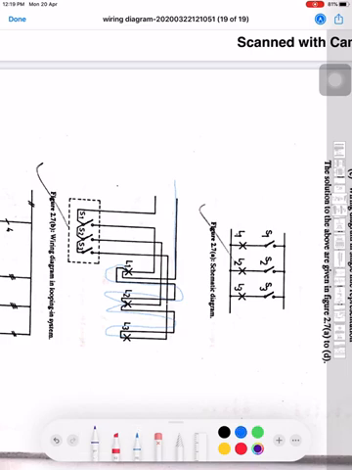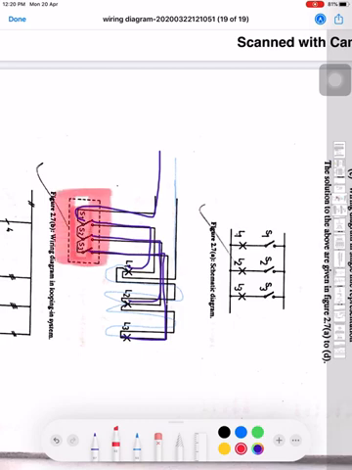Now what is being done is the first lamp is connected to the first switch, the second lamp is connected to the second switch, and the third one is connected to the third switch, and this whole arrangement is connected to the two-wire arrangement. And this is the switchboard where three switches are being placed.